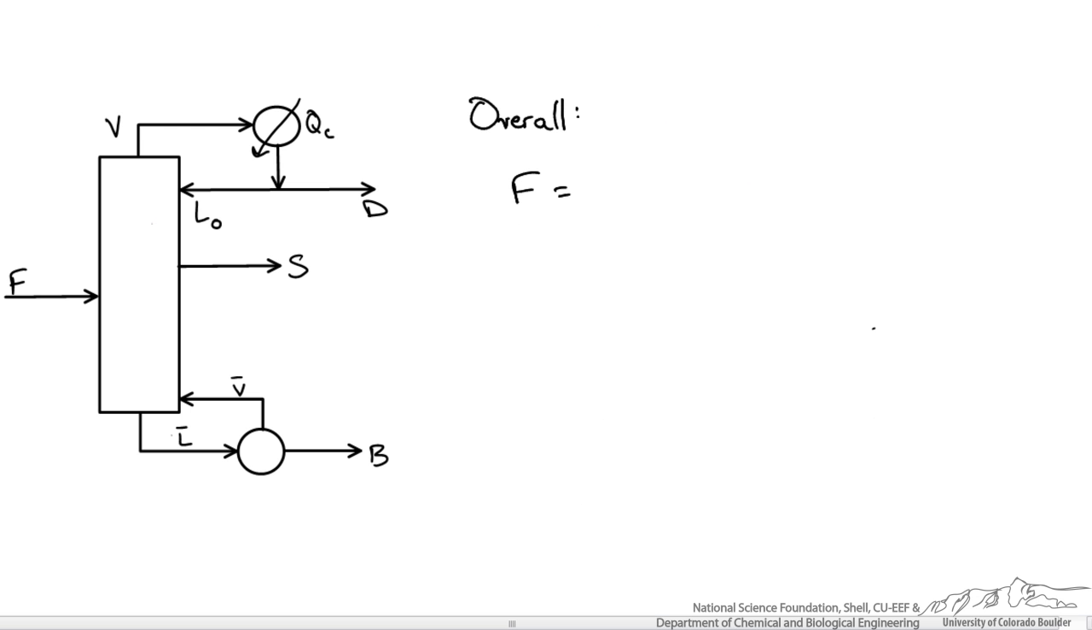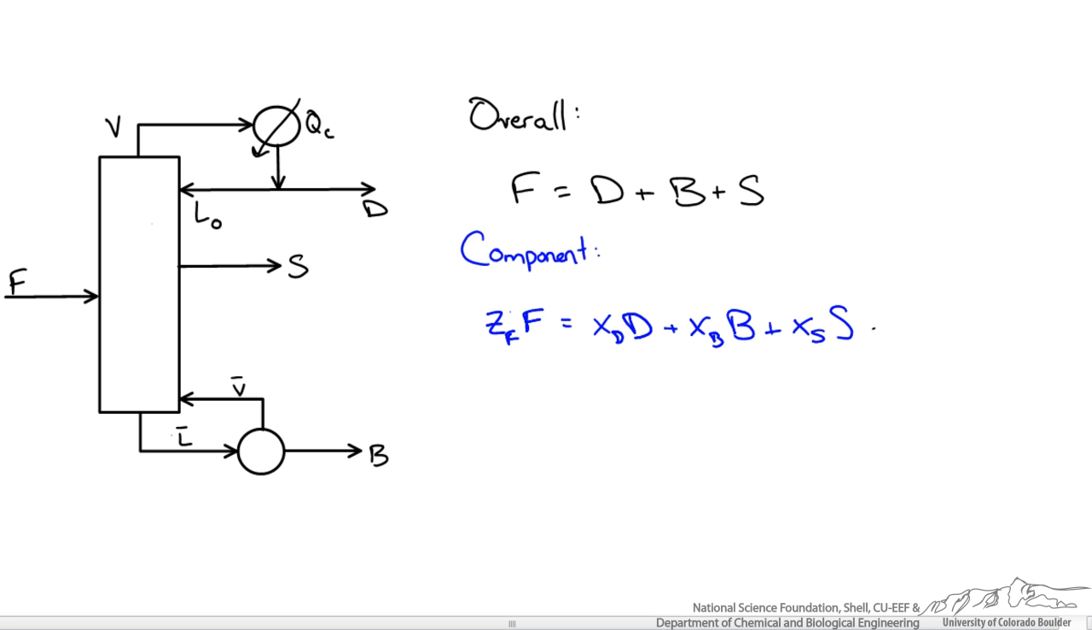So an overall balance on our distillation column gives us the following, where the feed has to be equal to the distillate, bottoms, and side stream flow rates. The component balance for our methanol, or any component for that matter, will give us the following. And as you can see, we have a lot of unknowns in only 2 equations.